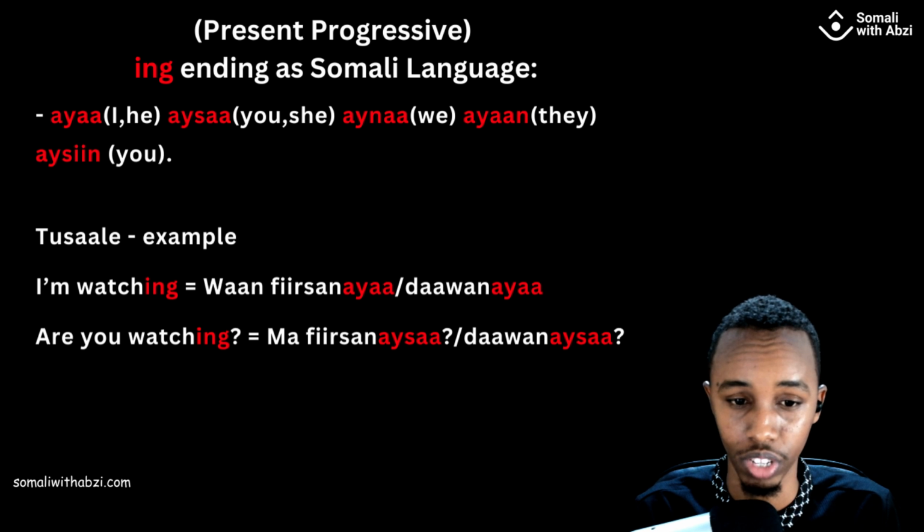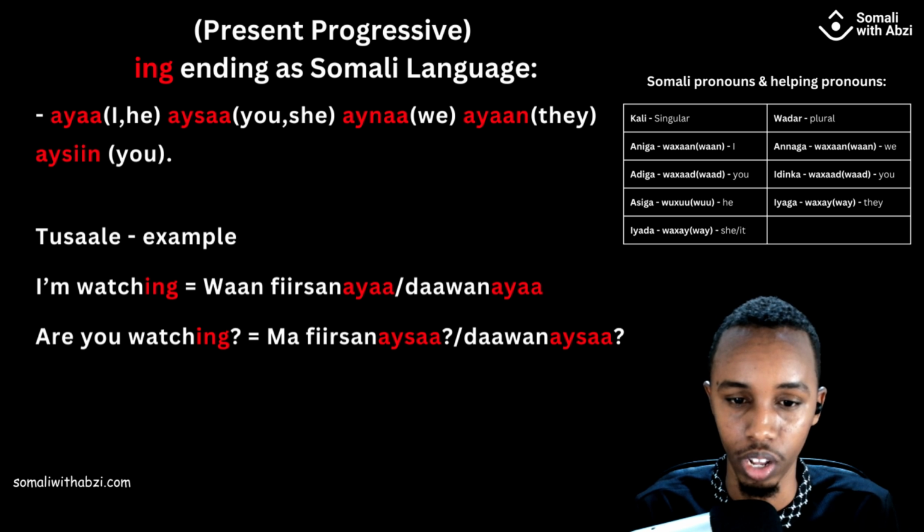Okay, for example, I am watching in English. In Somali, it should be waan fiirsanaya or waan daawanaya. If you can see, fiirsan or daawan is the verb, which is watch. And the ending of "ing", which is red color, in Somali is aya, only when it's I.